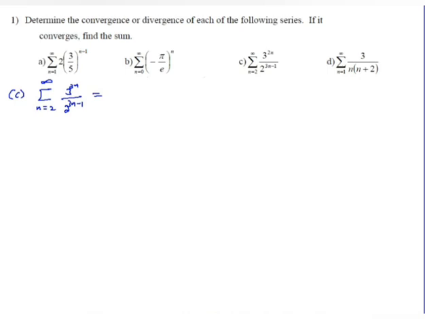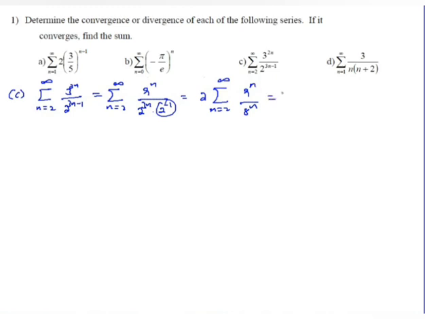So we can write this as the sum for n starting from 2 up to infinity of 3 to the power of 2n, which is 9 to the power of n, over 2 to the power of 3n minus 1, which is 2 to the power of 3n times 2 to the power of minus 1. Okay, this 2 to the power of minus 1 is a constant, so it comes out. 2 times the sum for n starting from 2 up to infinity of 9 to the power of n over 8 to the power of n.